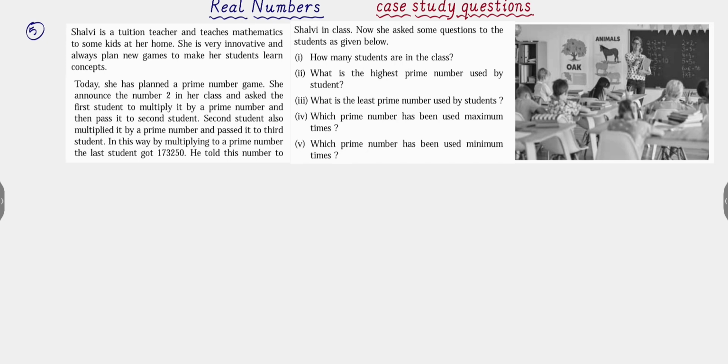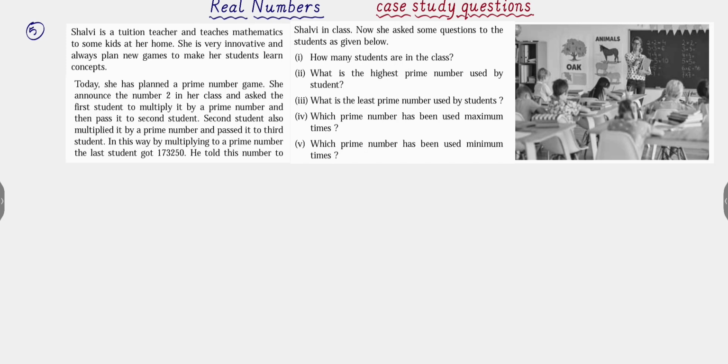She announced the number 2 in her class and asked the first student to multiply it by a prime number and then pass it to the second student. The second student also multiplied by a prime number and passed it to the third student. In this way, by multiplying by a prime number, the last student got 1,73,250. He told this number to Shalvi in class. Now she asked some questions to the students as given below.